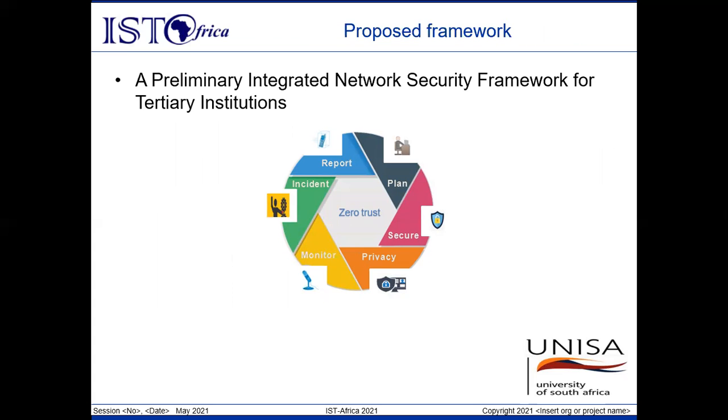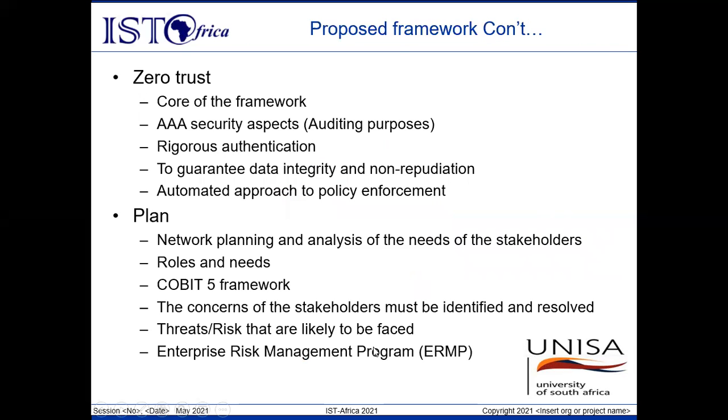The framework this paper proposes has 7 phases. We have phases named Zero Trust, Plan, Secure, Privacy, Monitor, Incident, and Report. Let me explain the functions of these phases in detail. Zero Trust is the core of this framework.